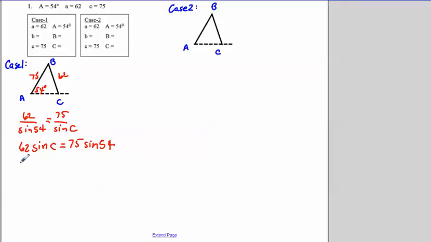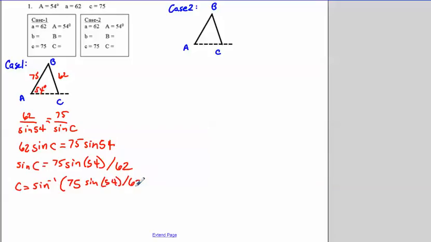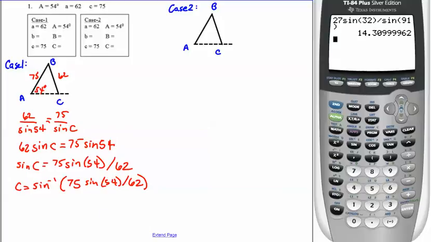And then if I divide by 62, I get that the sine of angle C is equal to 75 sine 54 divided by 62. And then you're going to do inverse sine to find that answer. So, as tempting as it is to start typing earlier in the problem, if you save all of your typing for the end, then you will not get rounding errors. So inverse sine of 75 sine 54 divided by 62. And close your parentheses there. All right, so let's type that in and see what we get.